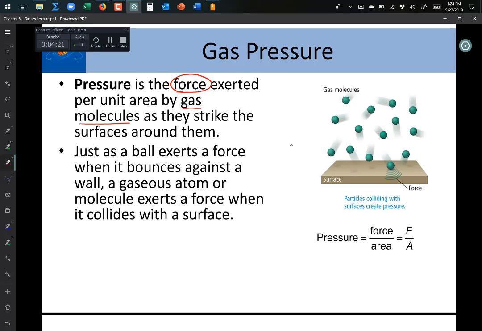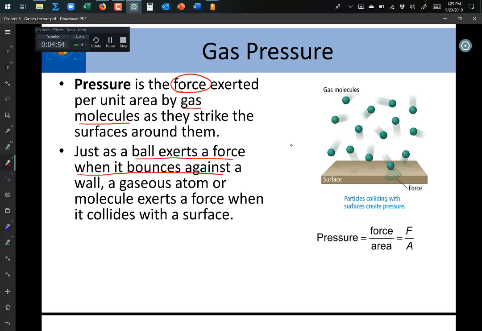The gas molecules themselves aren't exerting pressure. But if you're a gas molecule and you run into a wall, think about how it feels when you run into a wall, like last night in the middle of the night going to the bathroom. That's pressure, what you're feeling when you hit. While you're walking, you're not feeling anything. But when you hit the wall, that's pressure. Like a ball exerts a force when it bounces against a wall, gas atoms exert force when they collide with the surface.